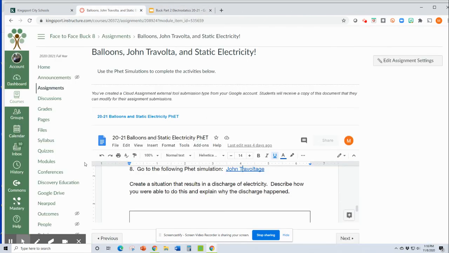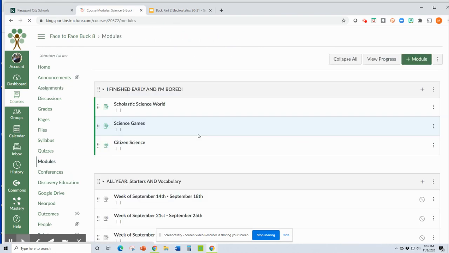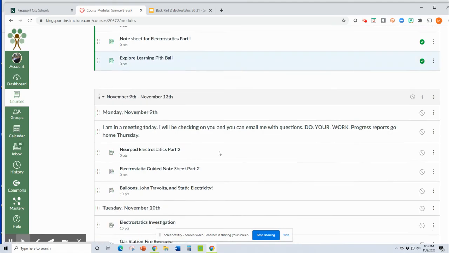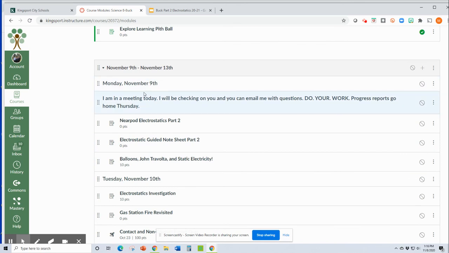John Travolta. All right. So I will double check, but I think that is what I want you to get done on Monday. So let me double check again for you so that hopefully everything will be working right. So again, we have a starter for you, and that's not up here yet, but I want you to do your starter. Then you'll use the Nearpod to complete it and take your notes. And then you also have another activity with the balloons and John Travolta and static electricity. There's a very short claim evidence reasoning in here, and that is what I expect you to get done for today. All right.